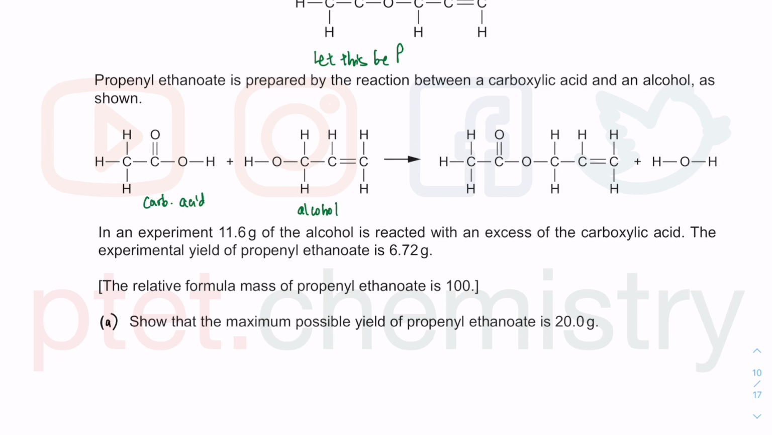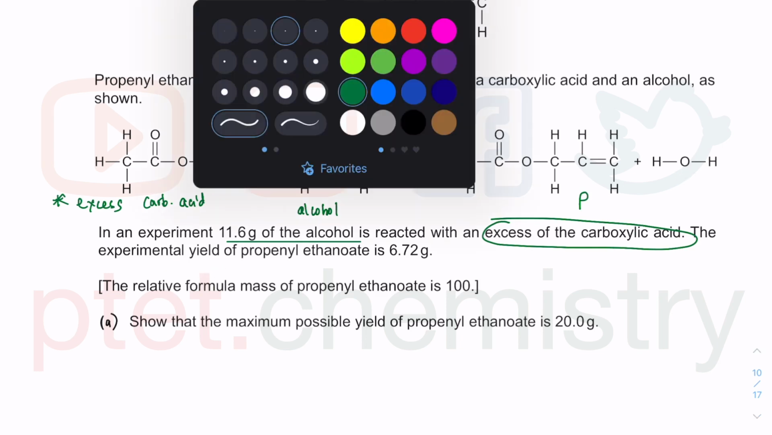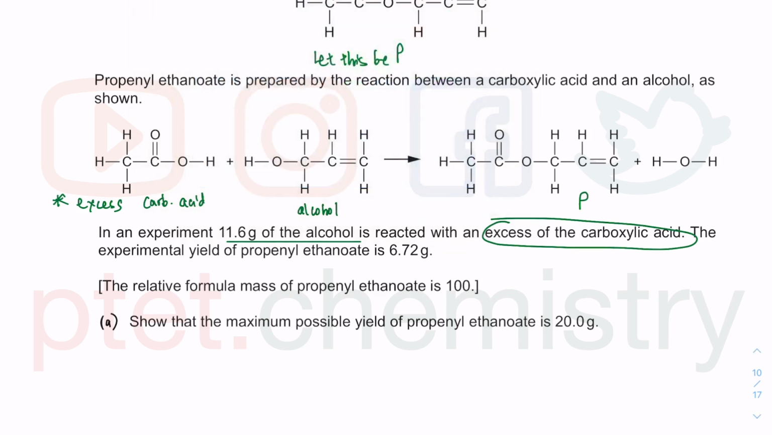In an experiment, we use this much of the alcohol, we use excess of the acid. So because we use excess of the acid, we are not going to involve the acid in our mole calculation. So this is our product P. As I said, let this be P. And of course, you kick out water as well. The experimental yield means how much you actually get. So this is how much we actually get. How much we actually obtained or we actually get.